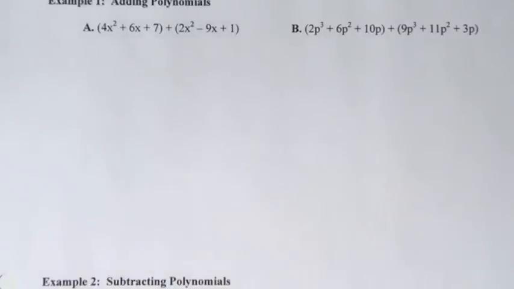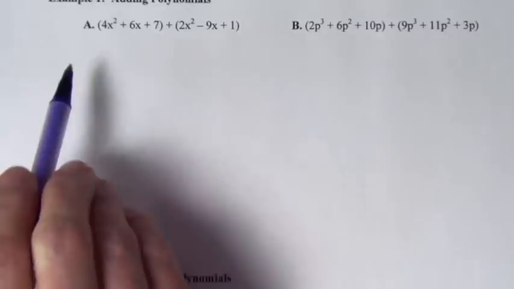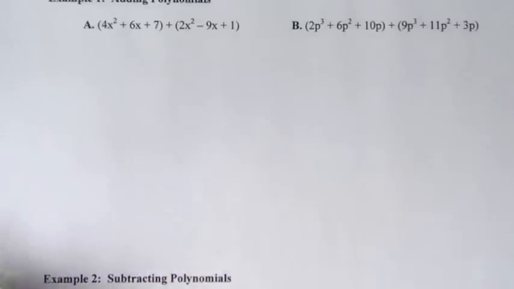Okay, today we are going to look at adding and subtracting polynomials. Yesterday we learned what a polynomial was and how to name polynomials. This time we're going to learn how to add and subtract polynomials. There are two ways to do this. You can add them horizontally or vertically.